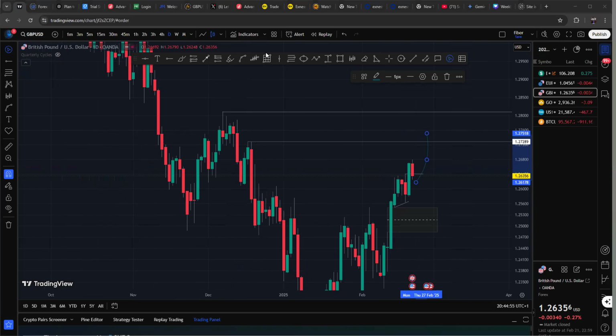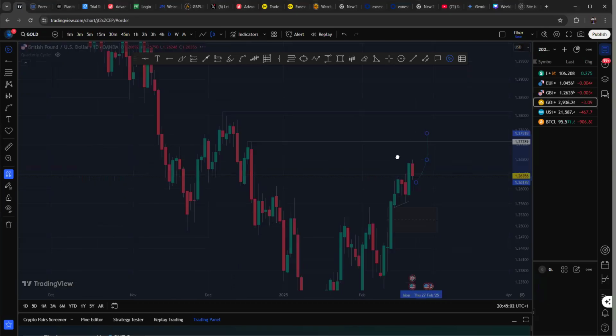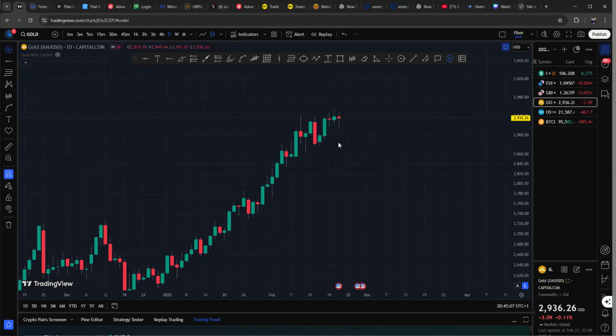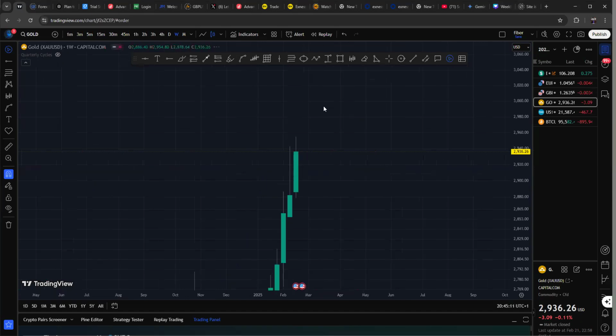All right, so let's look at gold. Let's remove everything. Now, gold is actually kind of consolidating now. Let's look at the weekly candle.